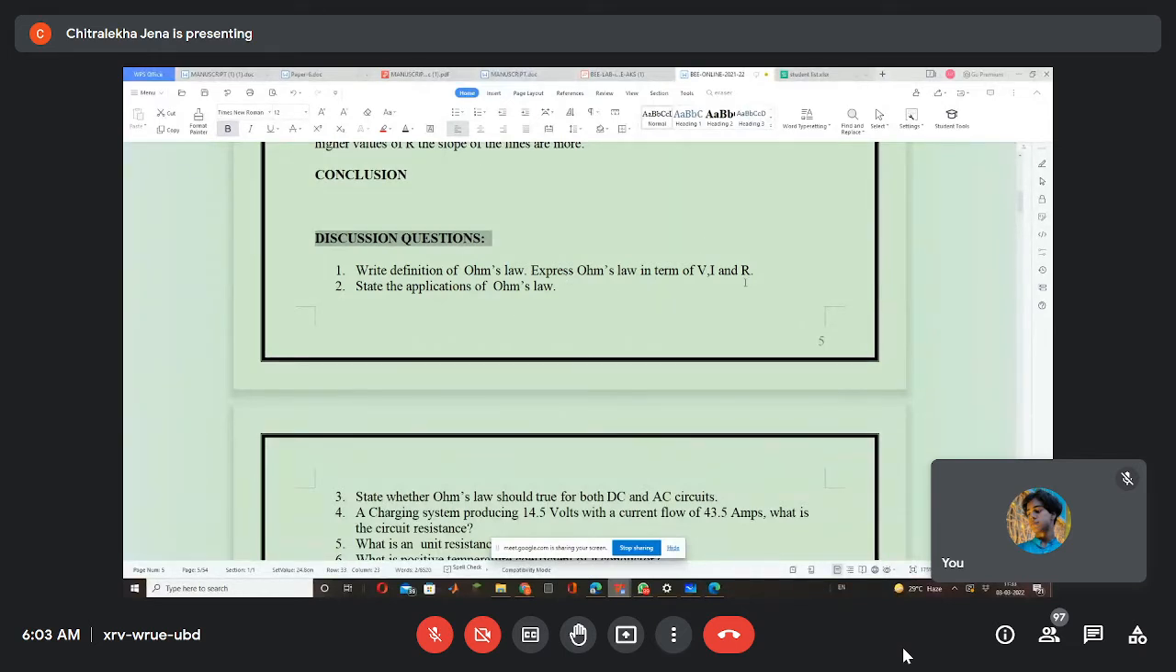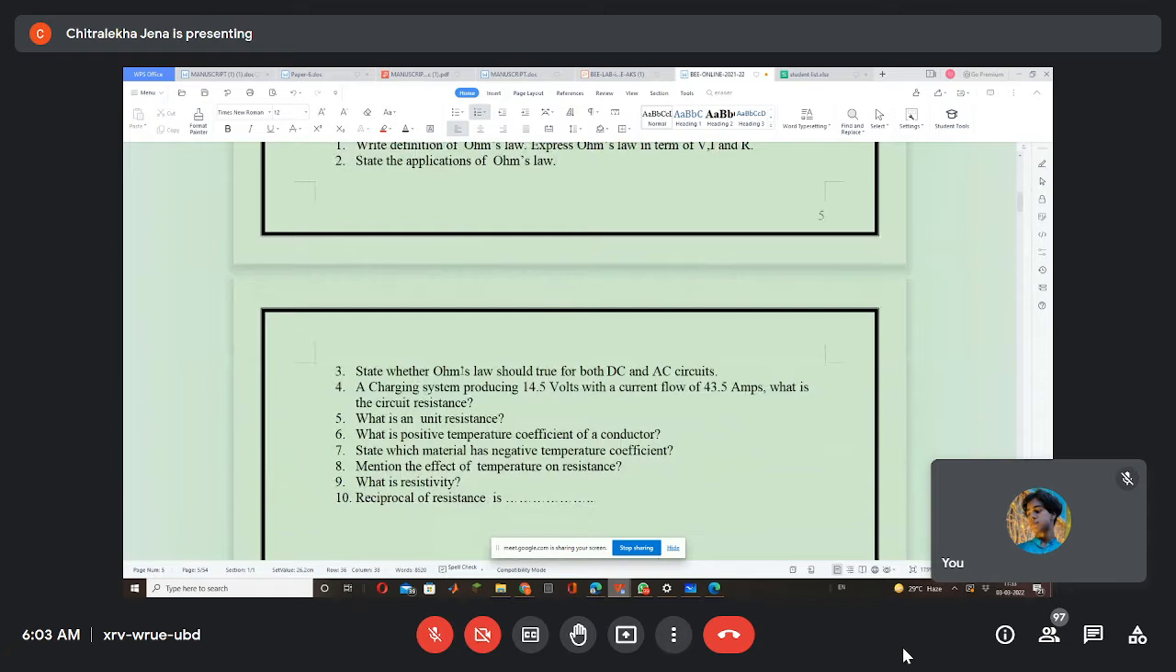Express Ohm's law in terms of V, I and R. You have to write the relation between V, I and R. State the application of Ohm's law, where Ohm's law is applicable. Also state whether Ohm's law is true for both AC and DC circuits. When you are performing an experiment related to Ohm's law, you should know whether it is true for AC circuit or true for DC circuit.